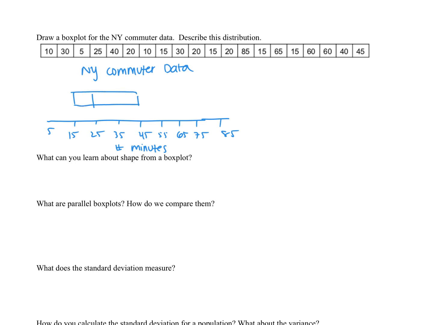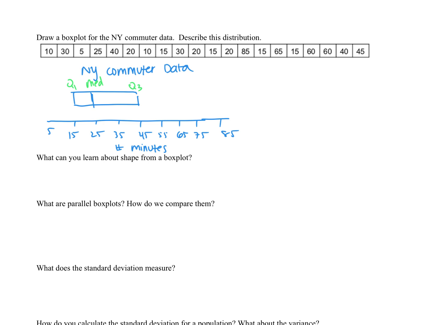So this is my box. For your sake, it might be best if you write, this is Q1, this is the median, this is Q3. I don't want those on every box plot, but it might be helpful.